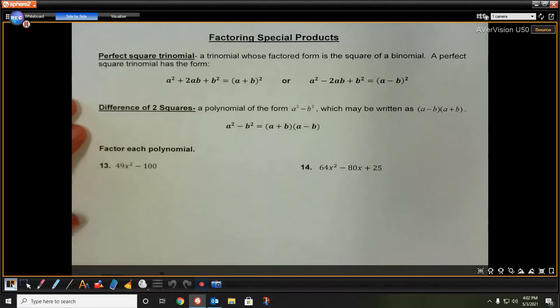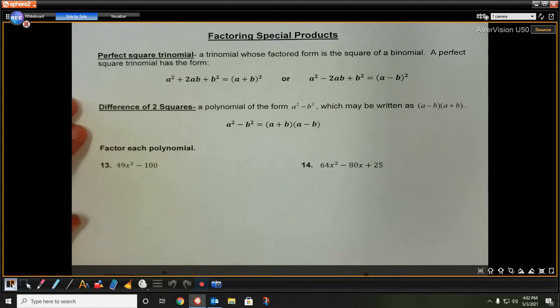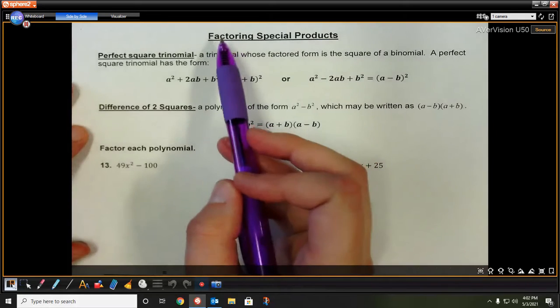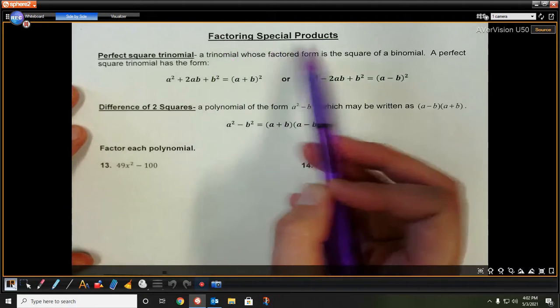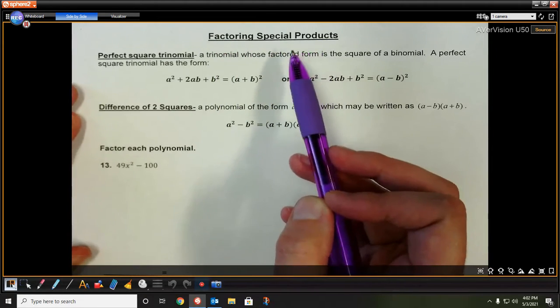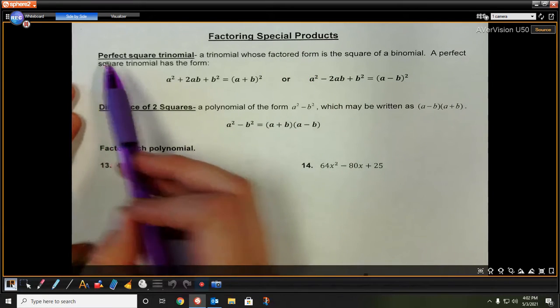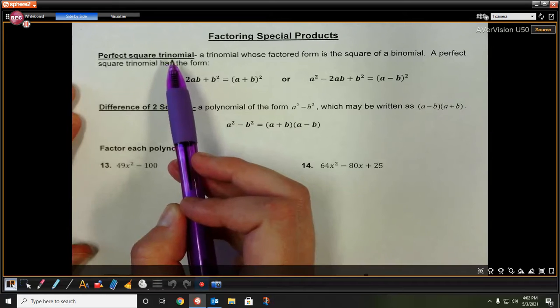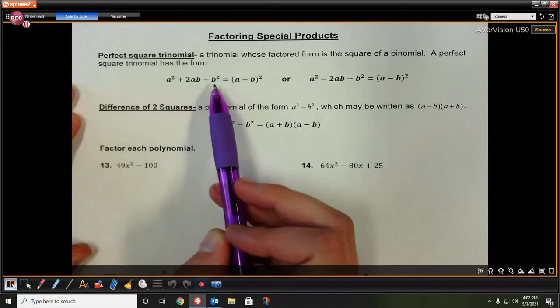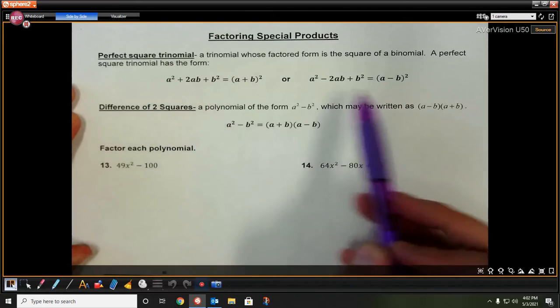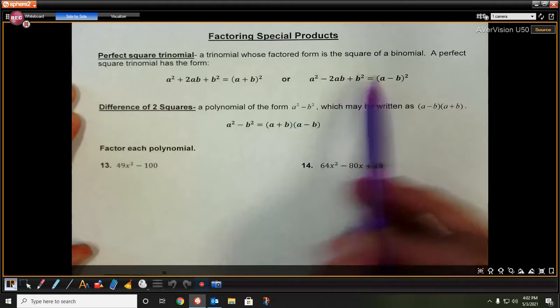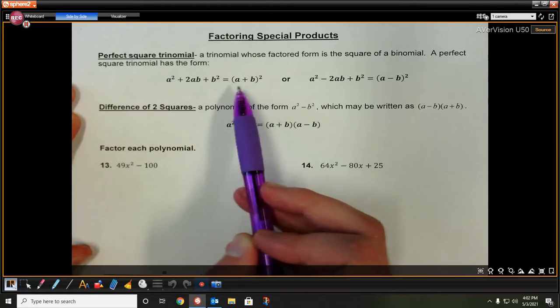Right, guys, and for the last page of our notes with our factoring review, we're going to talk about factoring special products. There are two kinds of special products that you can factor. The first is the perfect square trinomial, which is when you have a trinomial, meaning three terms, whose factored form is a square of a binomial.